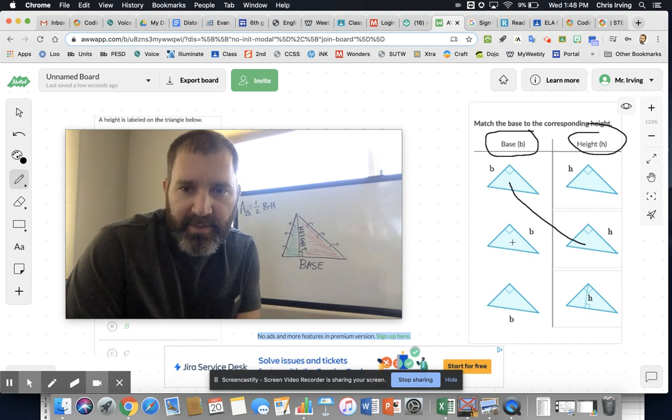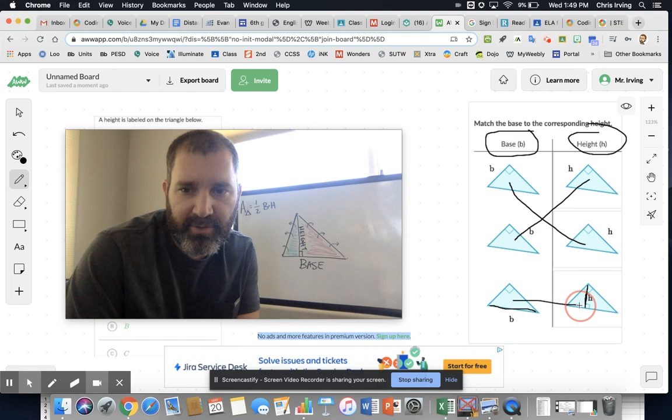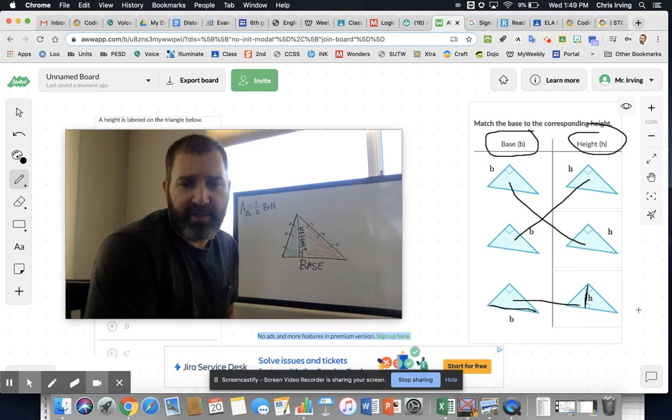Look at this one right here. This one here has the base over here on this edge, which makes the height have to be this edge. Okay, so that matches with this triangle up here. And of course, last but not least, we have a base down here at the bottom. We have a height that is perpendicular to that here. So those two have to match, okay? So that's how you do the exercise.